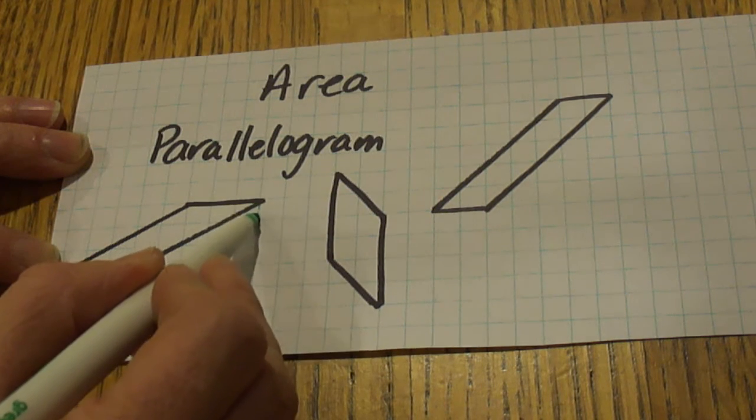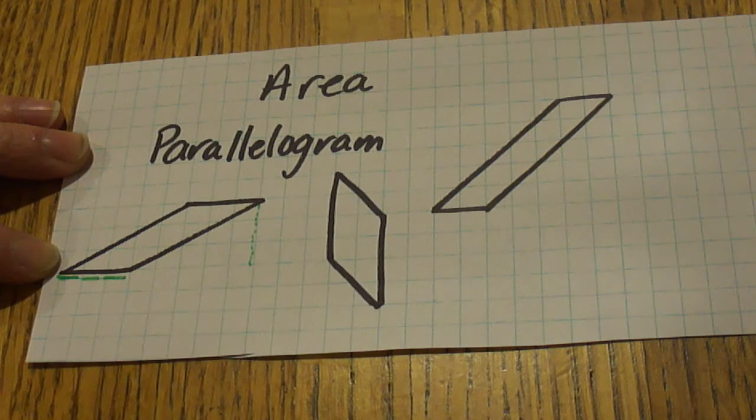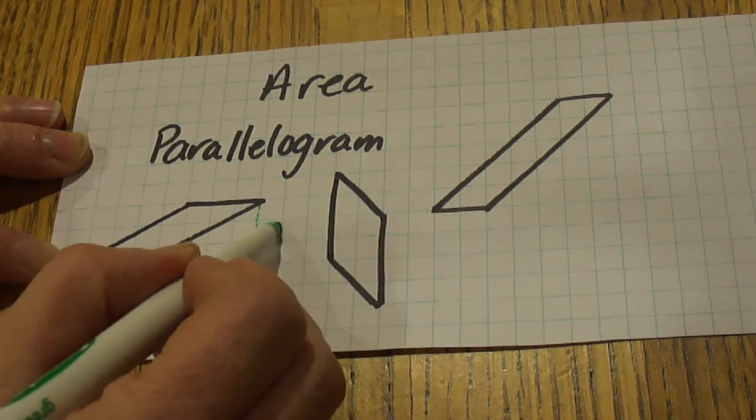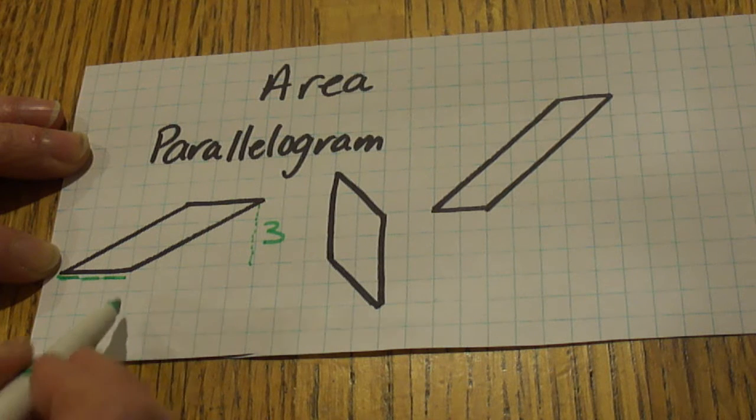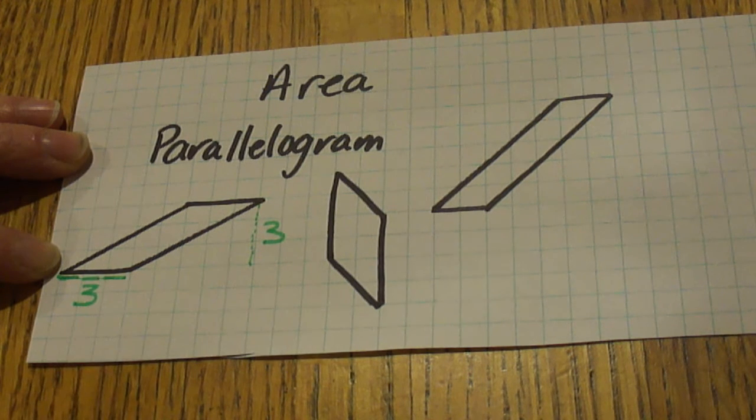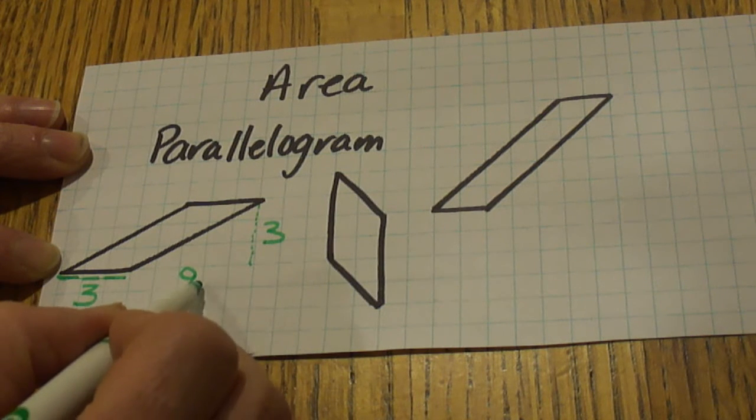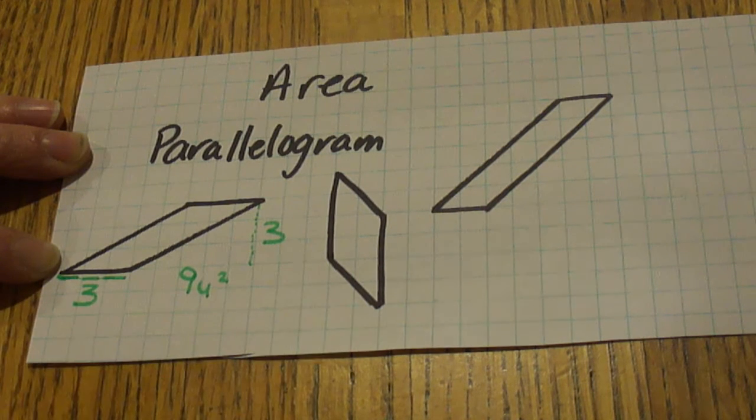The height is if I dropped a penny off the top down to the ground, how far it would fall. This has a drop of 3, so a height of 3, and the base is also 3. 3 times 3 is 9. The area of this first parallelogram would be 9 units squared.